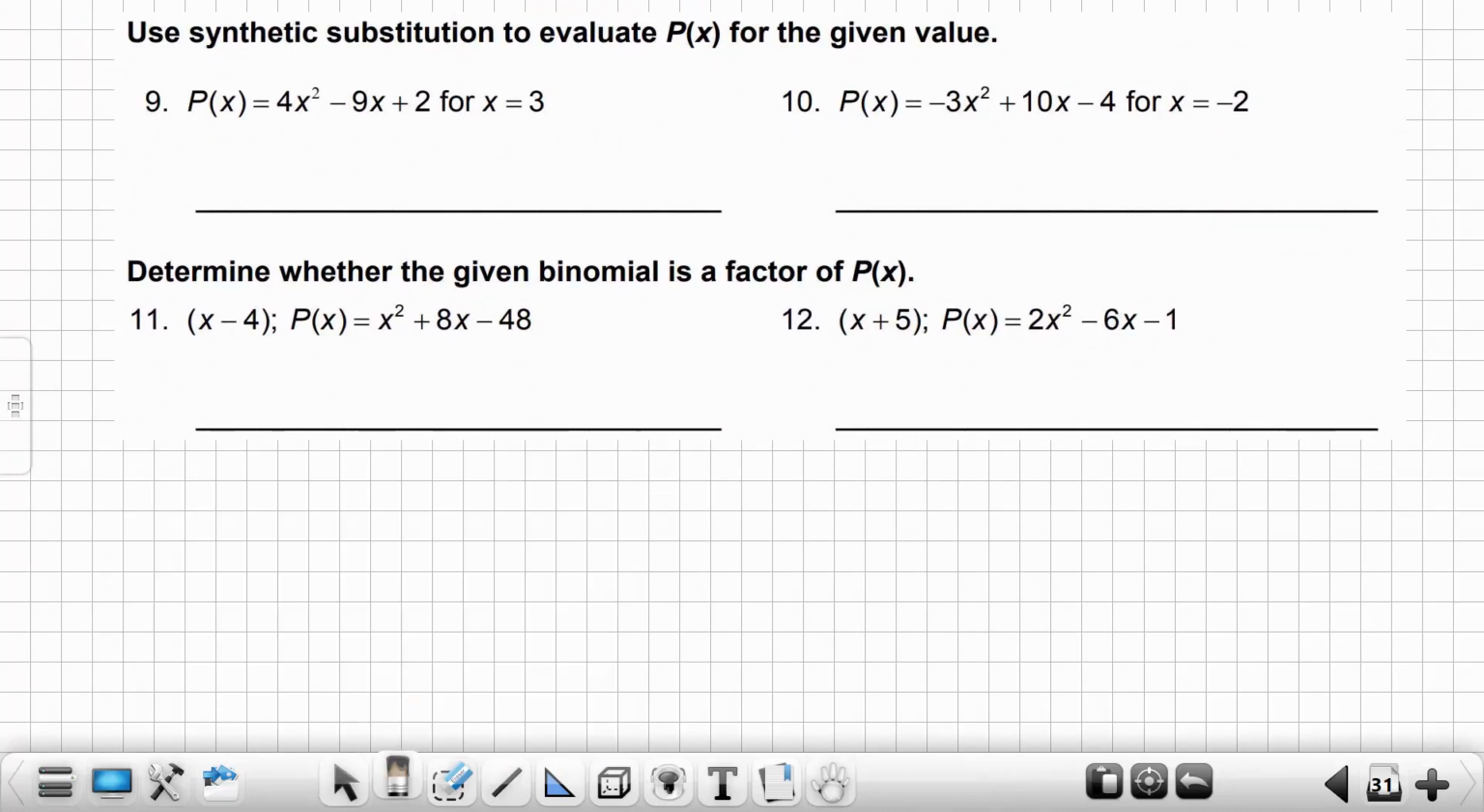All right, guys, since these say equals on 9 and 10 when you're doing the synthetic substitution, since it says equals, you don't change the sign. So for number 9, you're literally putting 3 in the box.